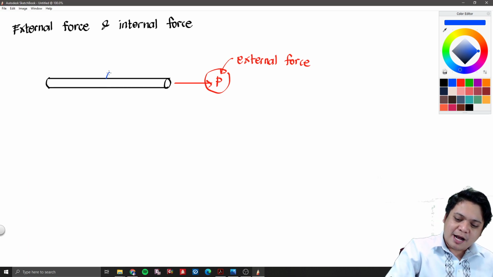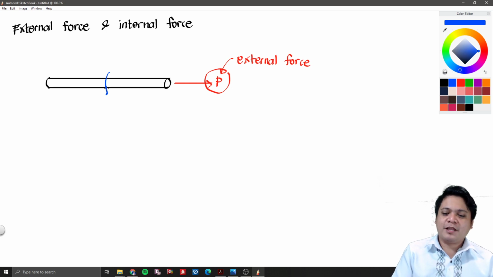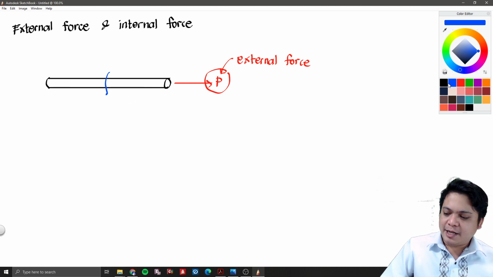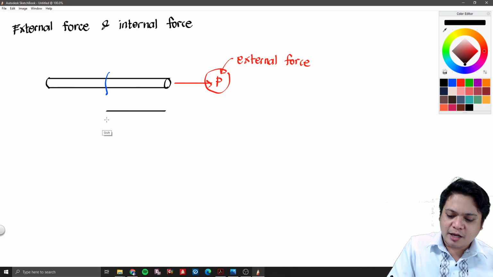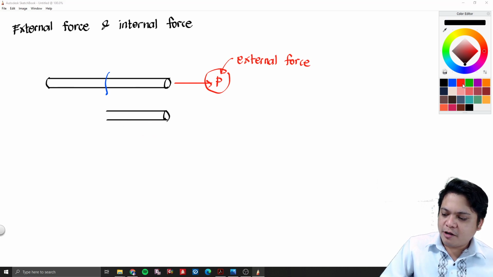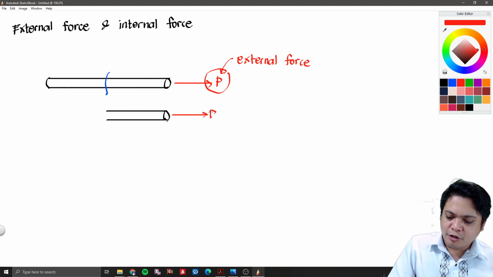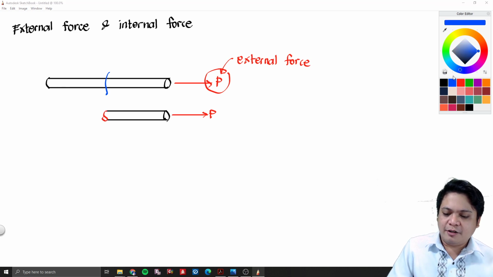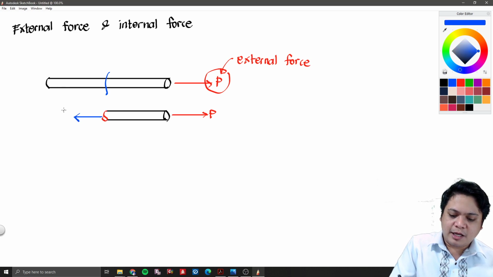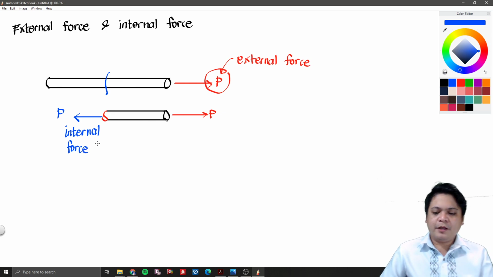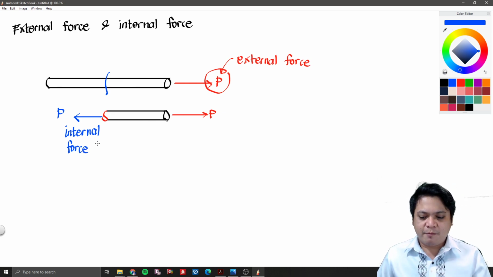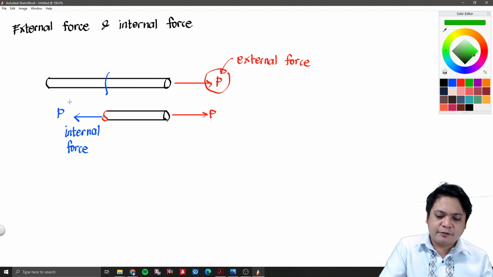For example, I cut the steel here. When I cut the steel there, my external force is exposed. So, I have here a load, which is load P, the external force. And because I cut the steel there, it will have what we call the internal force. In mechanics of deformable bodies, we are always after these internal forces.